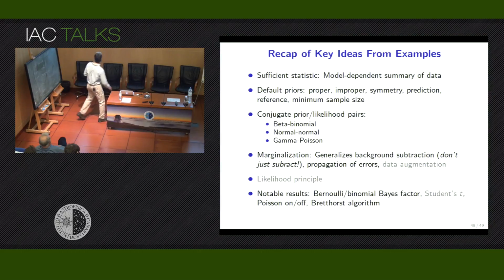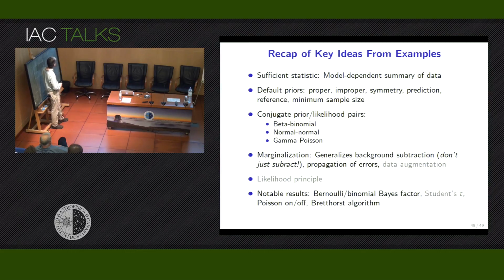So just a recap of the key ideas for these examples, the binomial one yesterday and normal and Poisson today. Repeatedly we've seen the idea of a sufficient statistic, a model-dependent condensation of the information in the data. We've talked about different ideas for default or relatively uninformative priors. You've learned about 3 different conjugate prior likelihood pairs, and we're going to talk about two of them in the next talk, beta-binomial and gamma-Poisson.